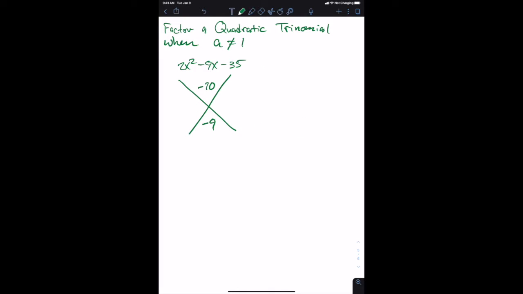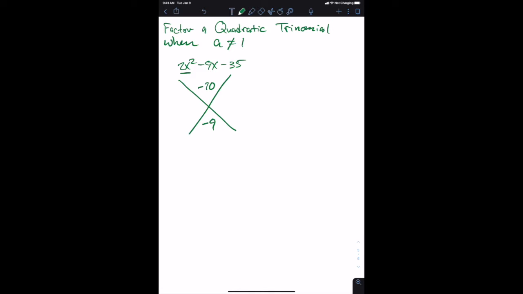So now here we're talking about factoring a quadratic trinomial when a, the first coefficient of the variable x, is not equal to 1. So a is not equal to 1. In this case right here, a is equal to 2, and b is equal to negative 9, and c, the constant, is equal to negative 35.